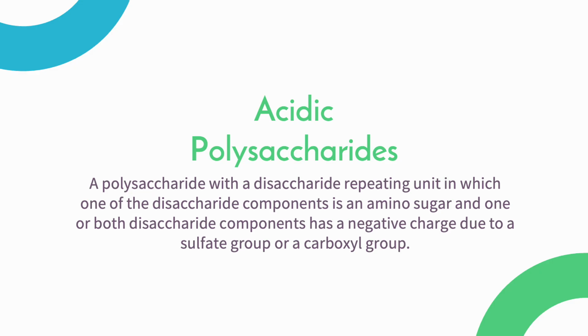Acidic polysaccharides are polysaccharides with a disaccharide repeating unit wherein one of the disaccharide components, so this is a heteropolysaccharide, is an amino sugar, and one or both disaccharide components has a negative charge because of the presence of a sulfate group or a carboxyl group. Two of the most well-known acidic polysaccharides, which we are going to discuss, are hyaluronic acid and heparin.